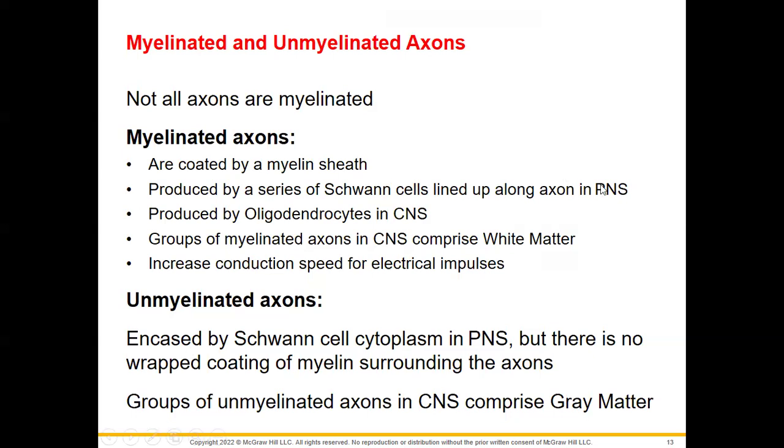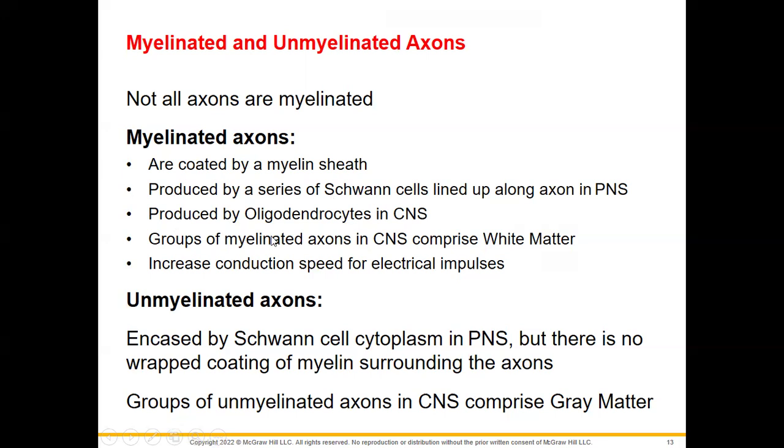In the peripheral nervous system, the cells that myelinate the axons are called Schwann cells, which is what we just looked at. In the central nervous system, those axons that are myelinated are done so by a different type of neuroglia. These cells are called oligodendrocytes. They do the same job as the Schwann cell. It's just that the oligodendrocytes are in the central nervous system, and Schwann cells are in the peripheral nervous system.